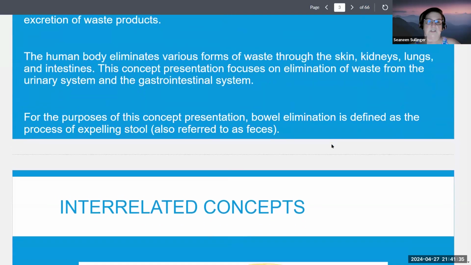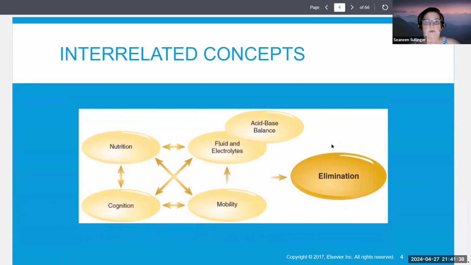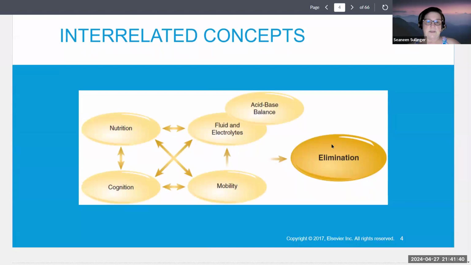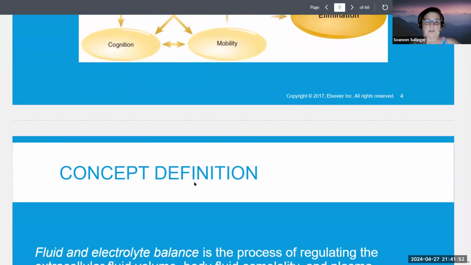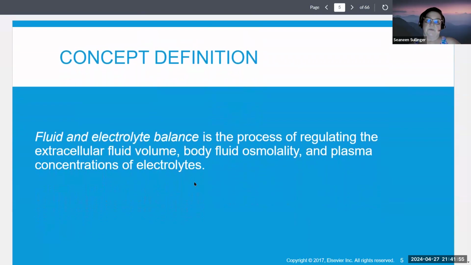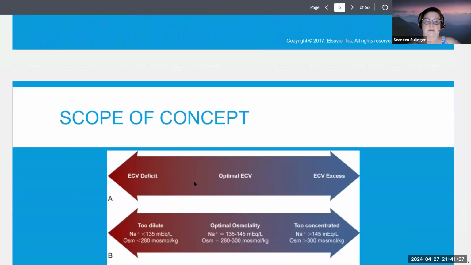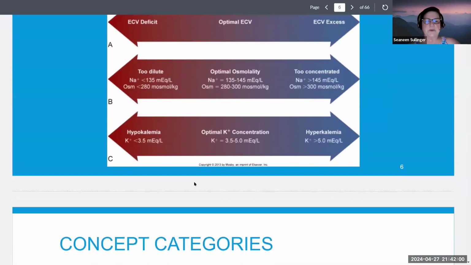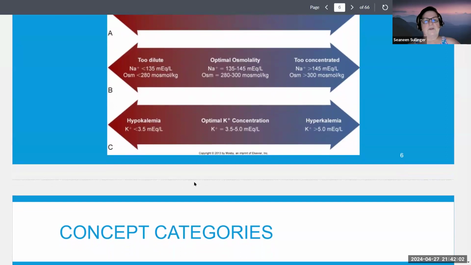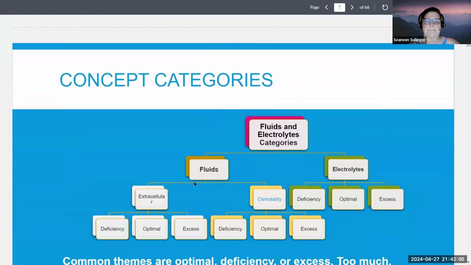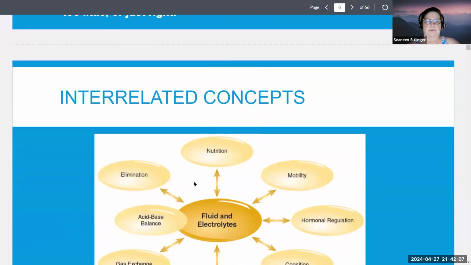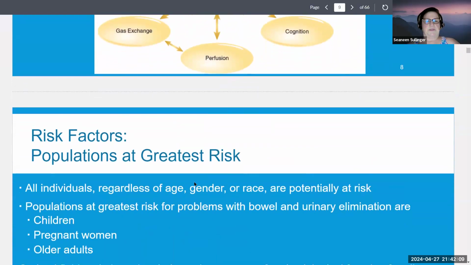So what is the definition of elimination? Kind of go through these pretty quickly. Any interrelated concepts in terms of fluid and electrolytes, that's a big one. Nutrition, cognition, mobility, being able to get to the restroom. We talked about different types of incontinence last semester. Also looking at fluid and electrolyte balance, because we are going to talk a little bit about potassium and sodium. I'm just going to go through those. I'm not as concerned about those.